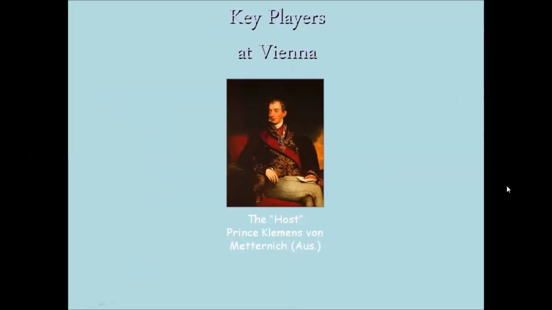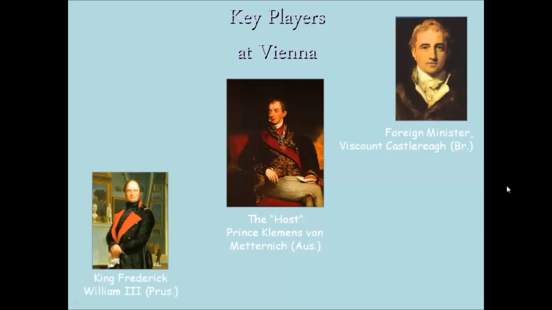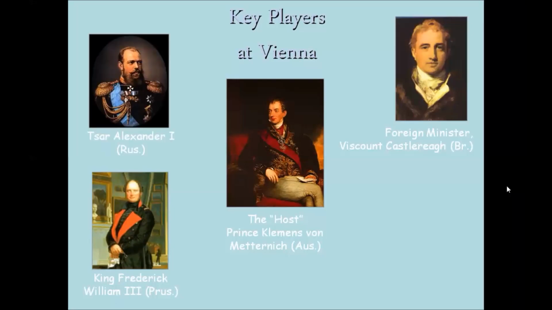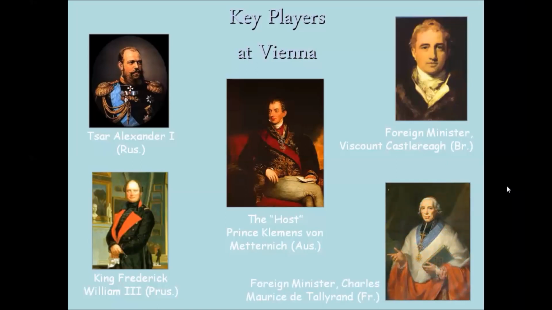So the key players at the Congress of Vienna would be the host, which is Prince Clemens von Metternich, the representative from Austria. Then you have the foreign minister Castlereagh from Britain, and you have King Frederick William III of Prussia, Tsar Alexander I of Russia, and the last would be the foreign minister from France, whose name was Talleyrand. So those are the main powers that were working together to come up with a deal.